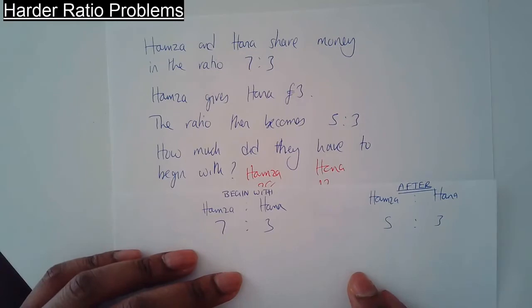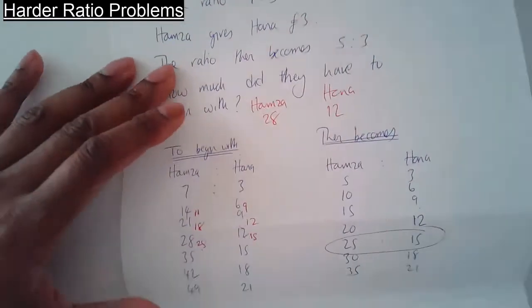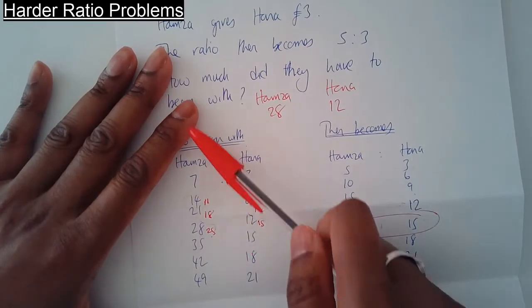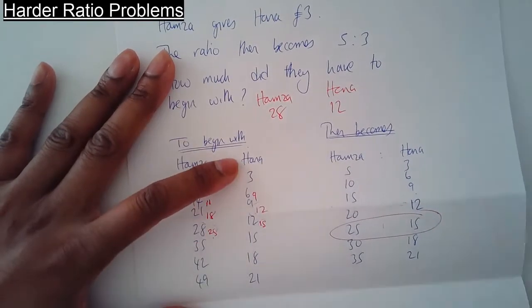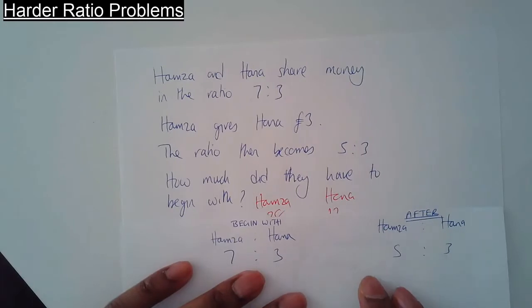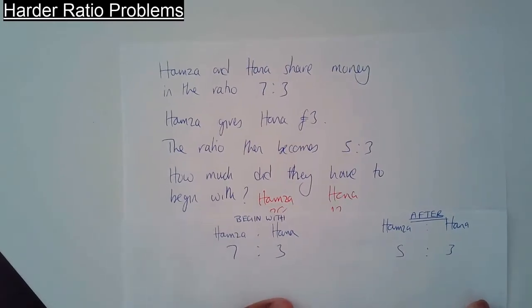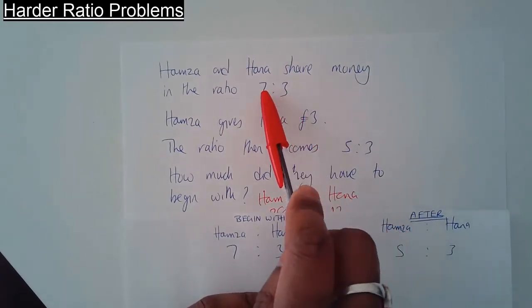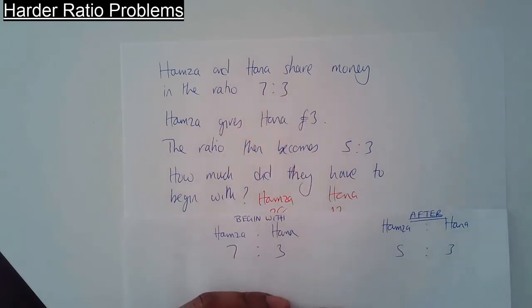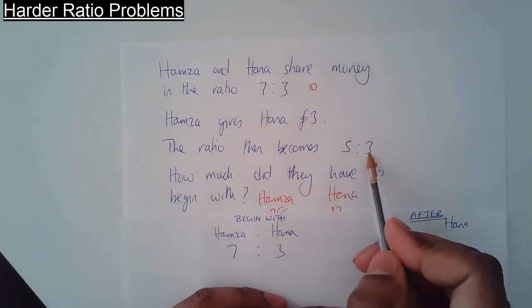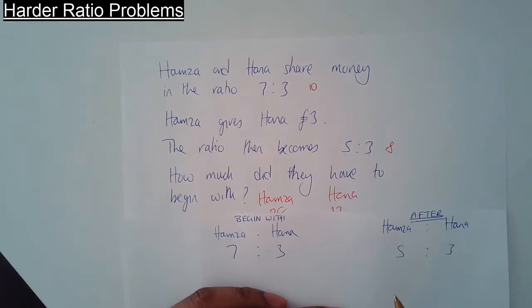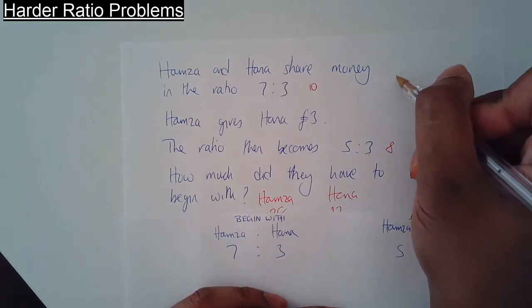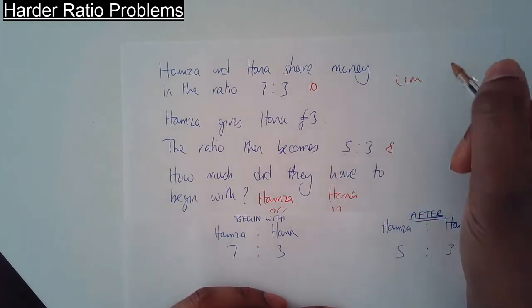Some of you might be thinking, is there another way to work this out instead of having to do this trial and error method, having to write the multiples of all the numbers and then doing trial and error? Well, there is, and this is what you need to do. Add the parts. 7 add 3 is 10. 5 add 3 is 8. So now we need to find the LCM of 10 and 8.